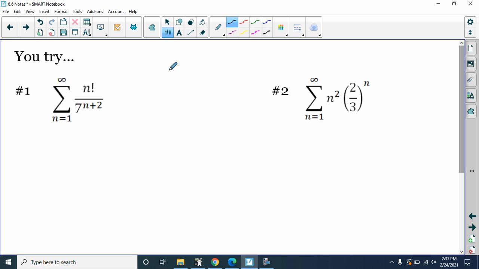I want you to pause the video. I want you to try these two. Check to see if each of these converge or diverge. Once you think you have it, I'll show you the work.